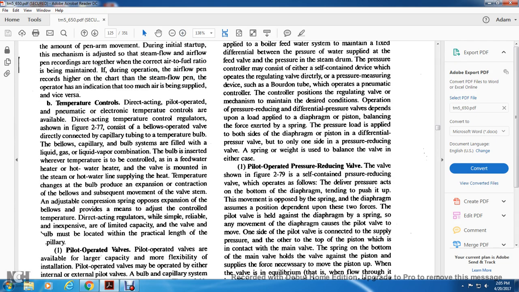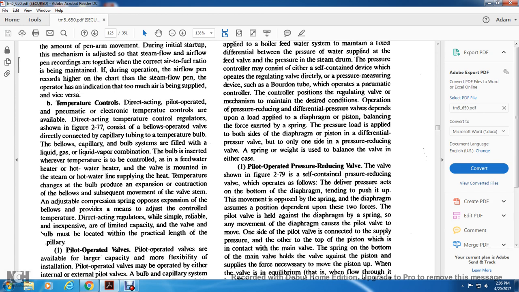Temperature controls. Direct acting, pilot operated, pneumatic, and electronic temperature controls are available. The direct acting temperature control regulators are shown in figure 277, consisting of a bellows operated valve directly connected with a capillary tube and temperature bulb. The bellows of the capillary bulb system are filled with a liquid gas or liquid vapor combination. The bulb is inserted wherever the temperature is to be controlled, in the feed water heater or hot water heater, or in the line supplying the heat.